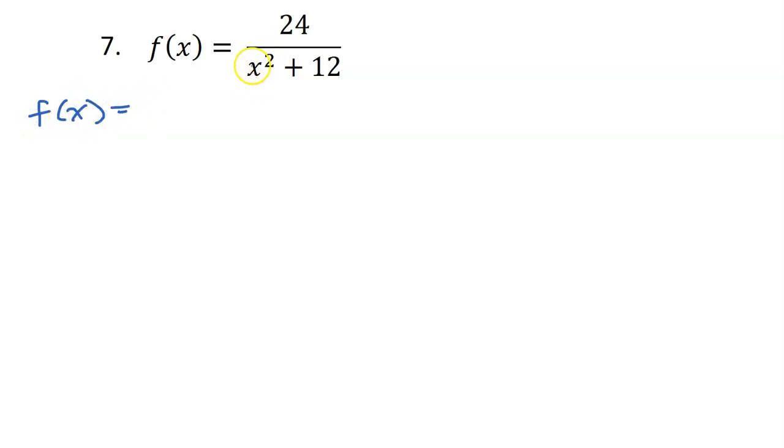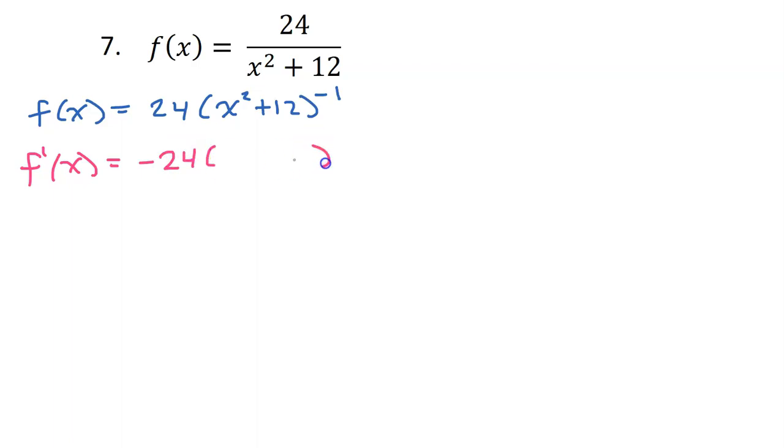So let's bring this denominator up. So we can write this as 24 times x squared plus 12 to the negative 1 power. So now we can find the first derivative using the power rule. Well, the chain rule, really. So we will do negative 1 times 24 and get the negative 24 as we take the derivative of the outer function. We decrease this by 1, so that's negative 2.